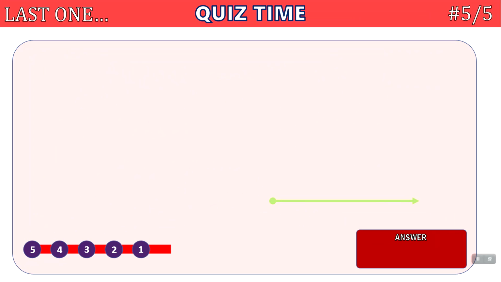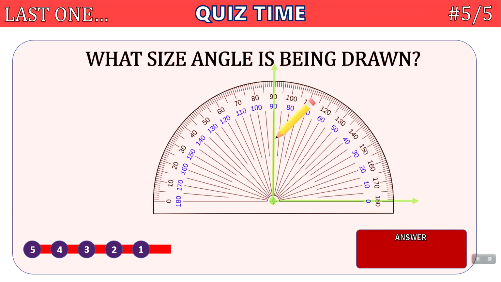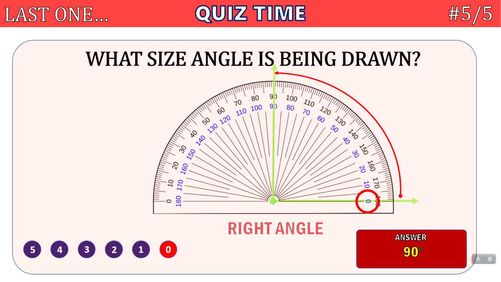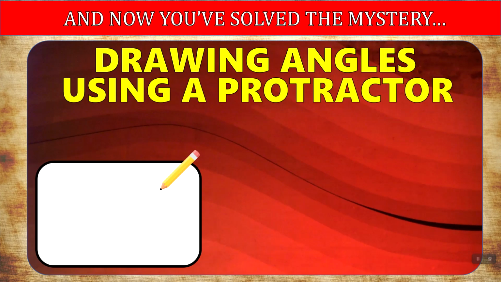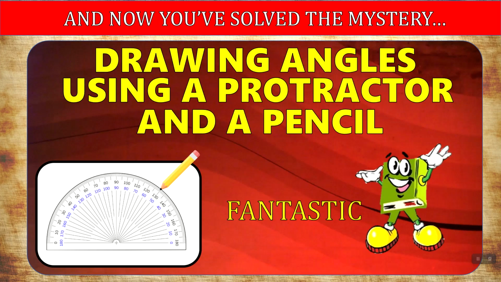And last question, what size angle is being drawn? Time's up. This is an easy one. The answer is 90 degrees. We locate the 0 that is on the inside scale, and we go all the way up to the second ray, which lands at 90 degrees. Of course, we know 90-degree angle is a right angle. And now you've solved the mystery of how to draw angles using a protractor and the pencil. Fantastic.